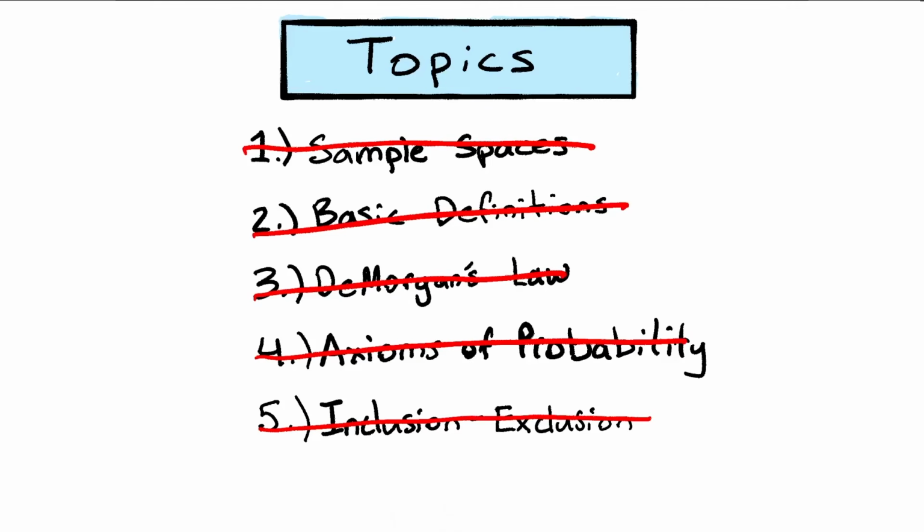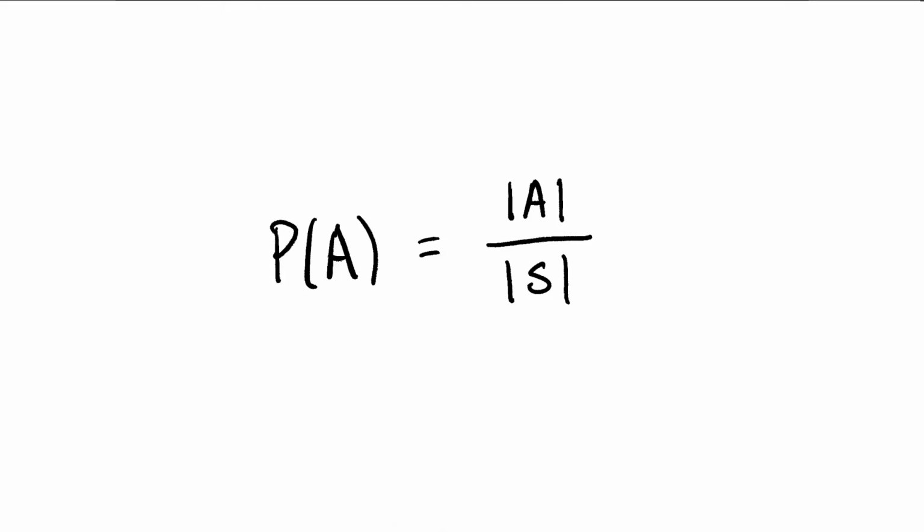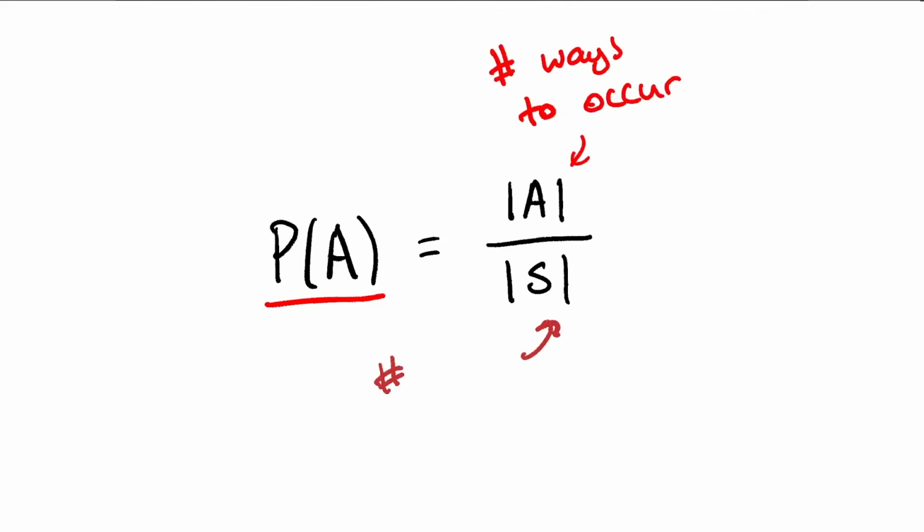To conclude, let's return to our wife swap game show. So as a refresher of this question, if all wives are randomly assigned among 6 pairs, what's the probability exactly 3 are paired with their husband? So using our definition for how to calculate probability, we know the probability of an event is equivalent to the number of ways that event can occur divided by the number of total outcomes that can occur.